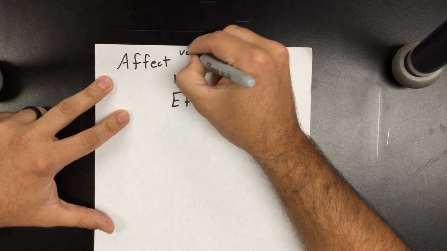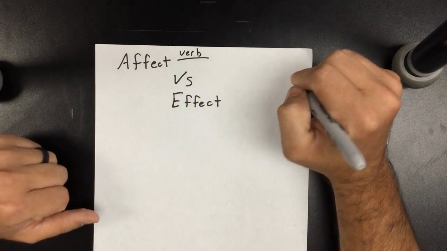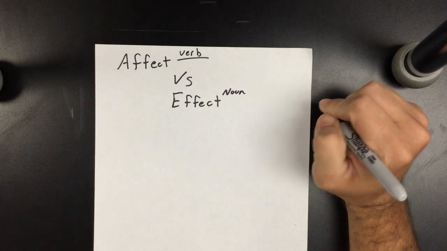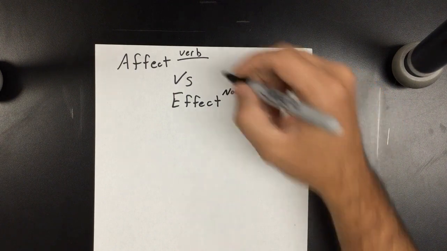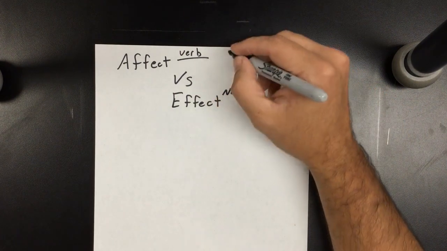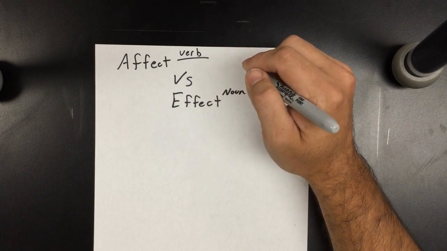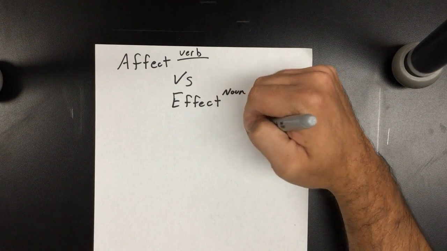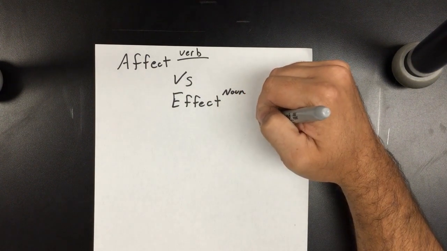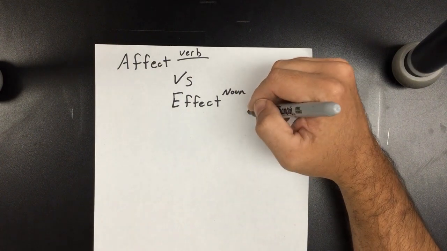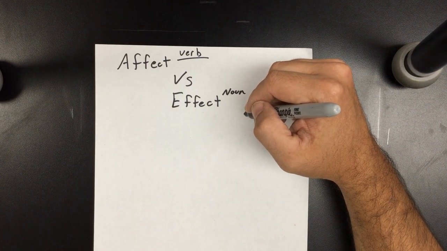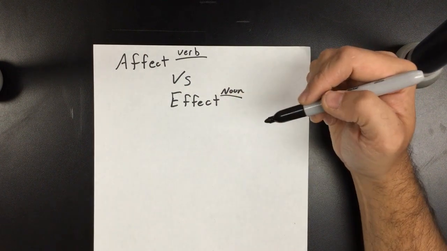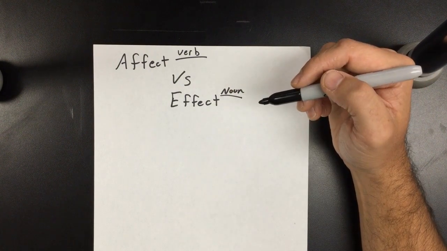Affect is usually a verb, and effect is usually a noun. Not all the time, but most of the time. Affect means to act or to change something. Effect is a noun, and it's the result or consequence. It's the thing that happened. Okay? A noun is a person, place, or thing. So it's the thing that happened. Okay? Anytime you're using the word result, you could change it to the word effect.